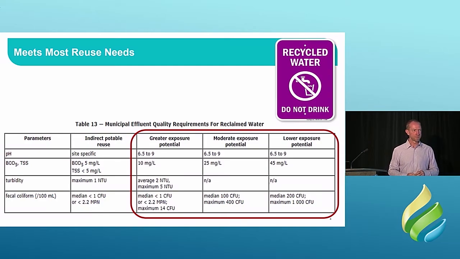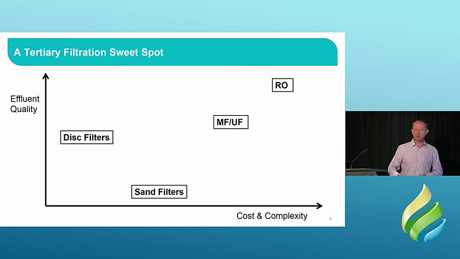Okay, thank you. The second question: where would the membrane bioreactors fit on the tertiary filtration sweet spot chart? I think the honest answer is they don't really fit on this chart because they're not a tertiary treatment technology per se. What I've shown here is filters, different types of filter. A membrane bioreactor is a system that uses a membrane as a clarifier, really.